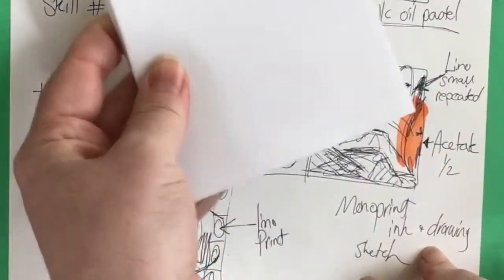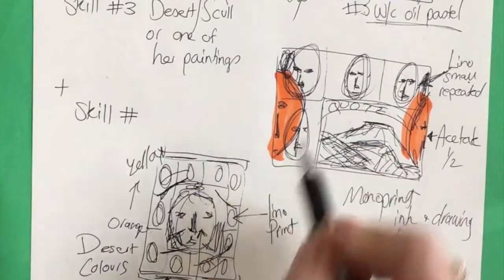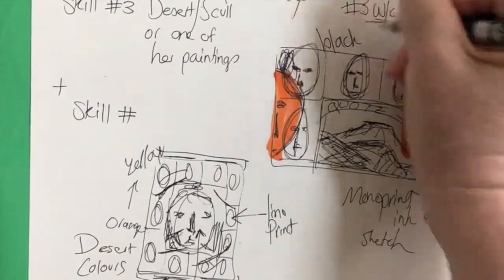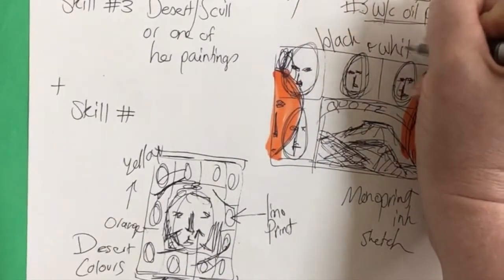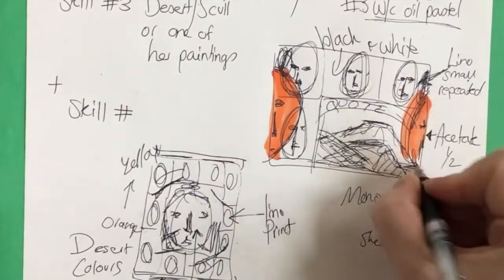And then, like we did in our practice, I could repeat it to create this grid. I could work out my color scheme. So for this one, I'm thinking black and white for the lino. And then here is going to be color because it's going to sit on top in acetate.